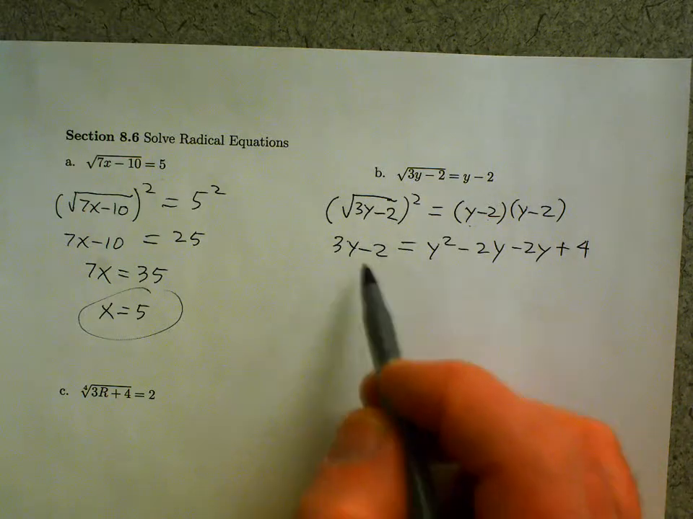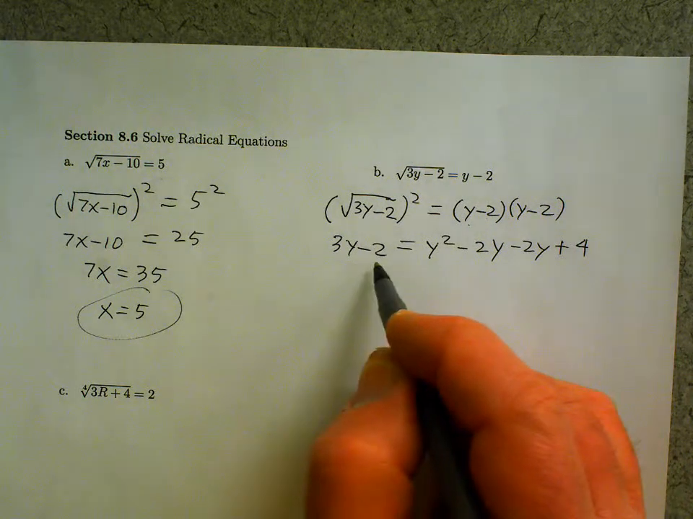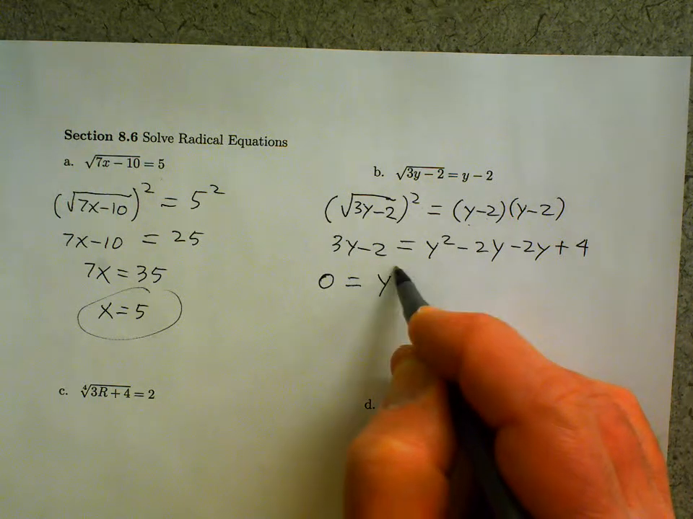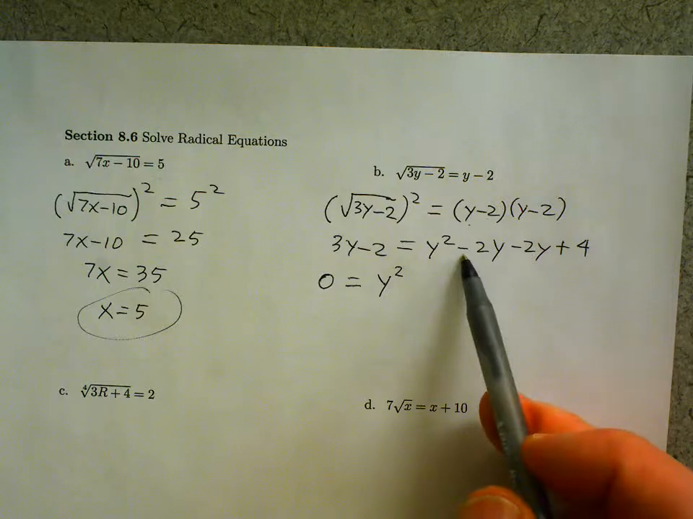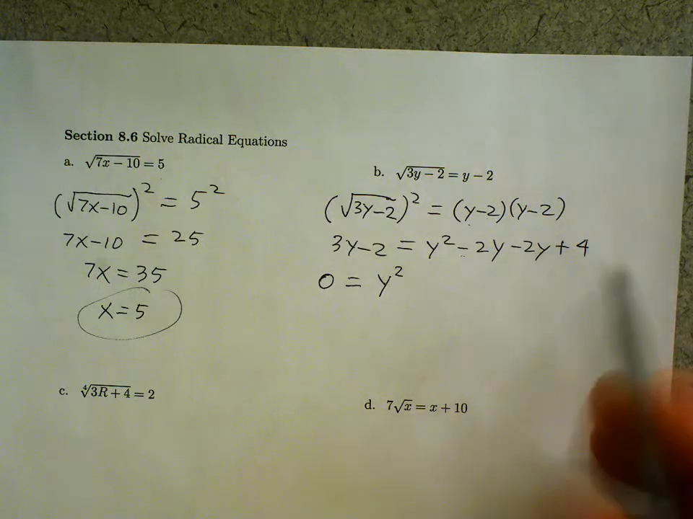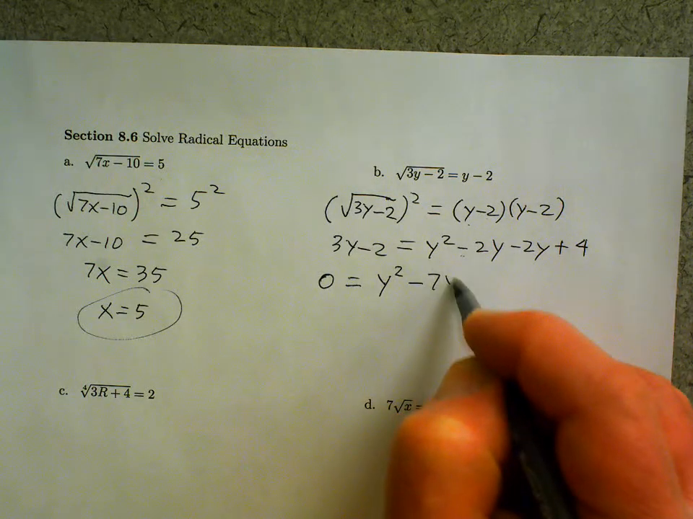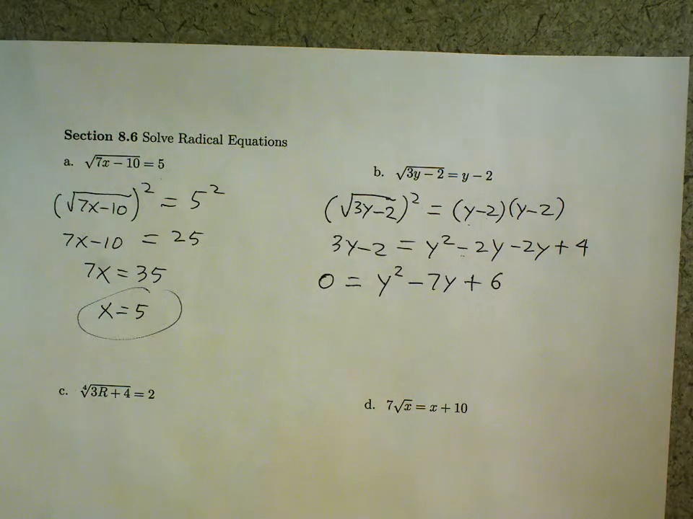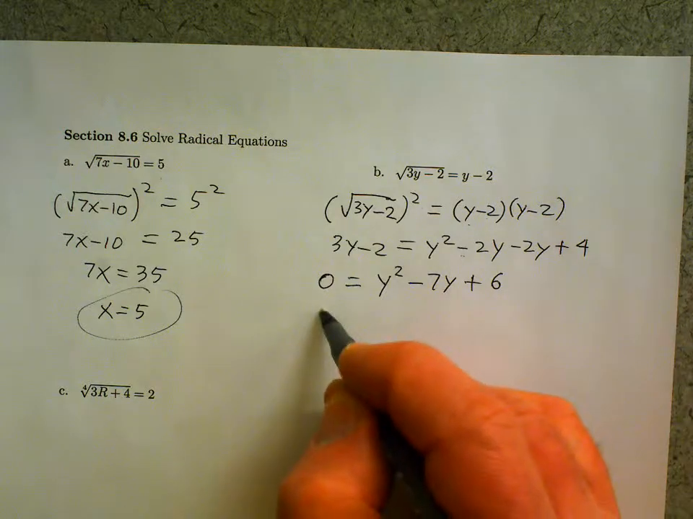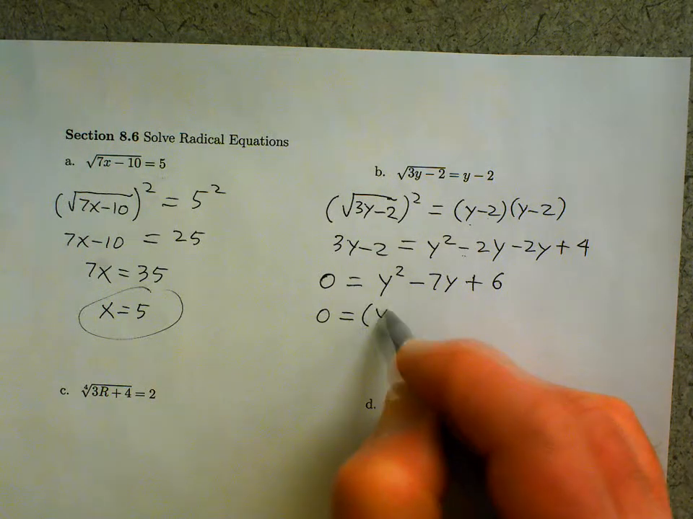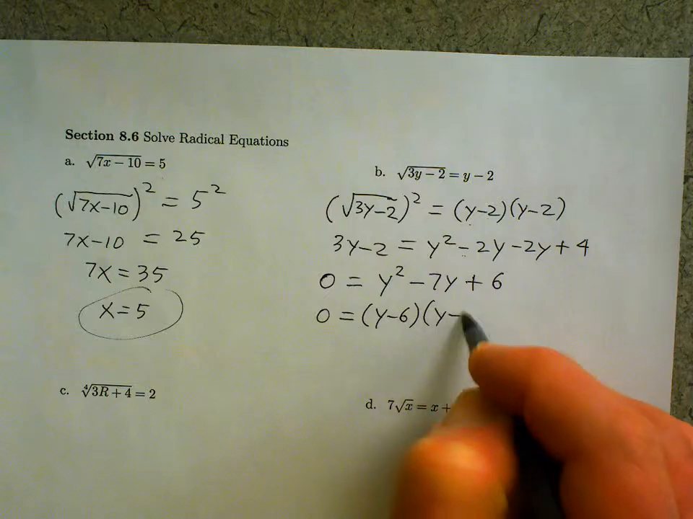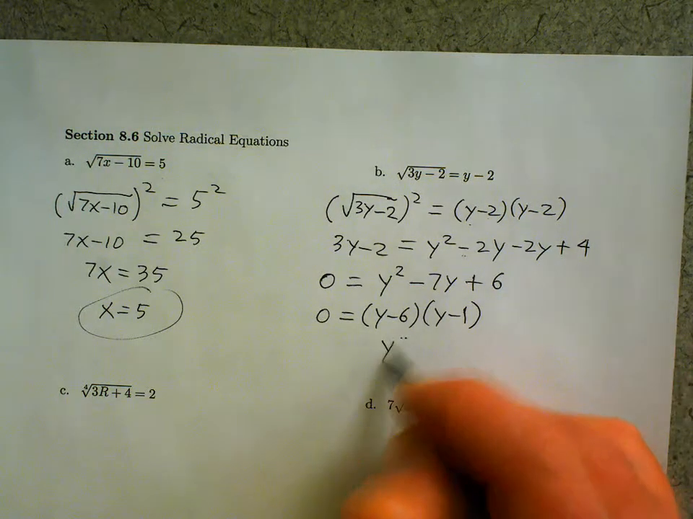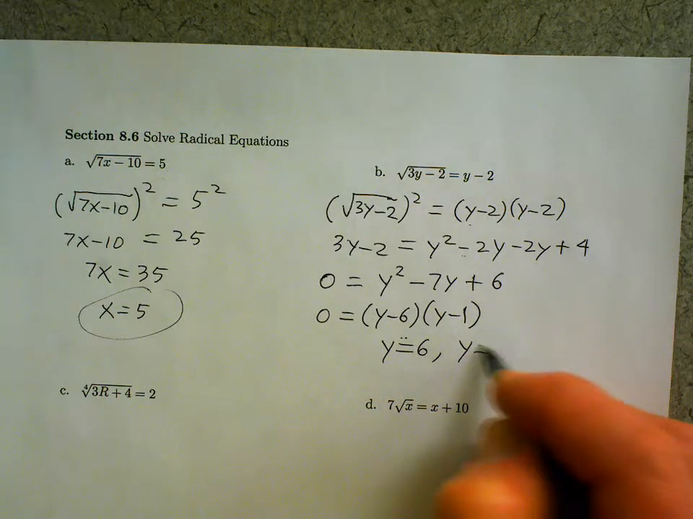So we'll do a couple of things at once. We'll subtract 3y and add 2 to both sides. And on the right-hand side, we'll have y to the second, and then minus 2y minus 2y minus 3y is a total of minus 7y. And then 4 plus 2 is 6. And we can solve this by factoring. One factor is y minus 6. The other one is y minus 1. This equation down here has two solutions, y equals 6 and y equals 1.